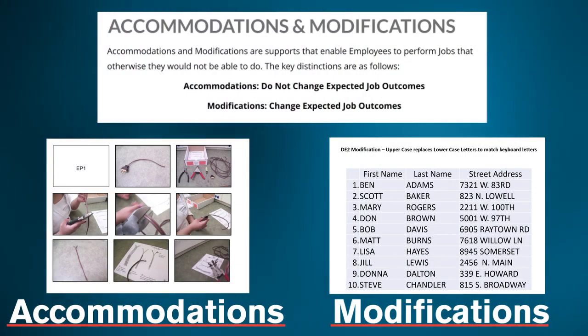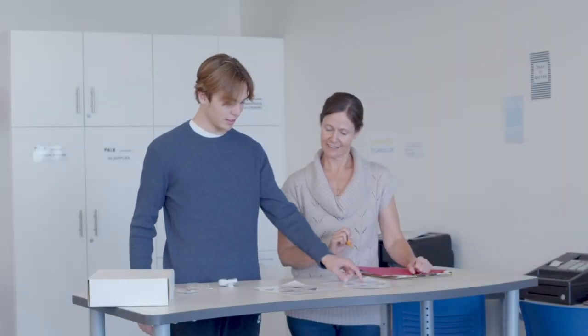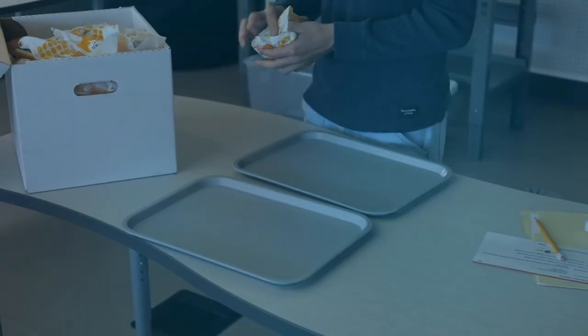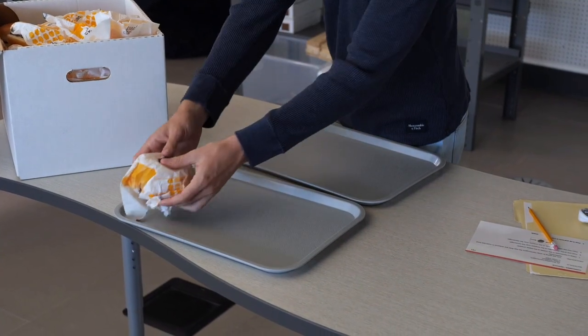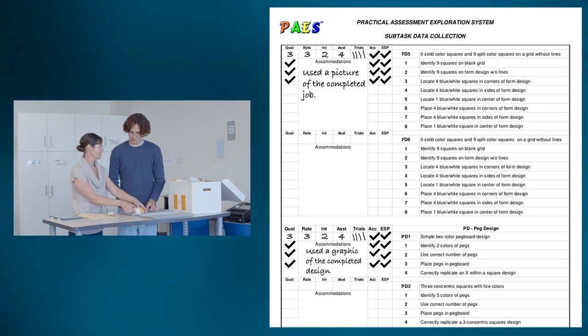Accommodations and modifications alter a job in some way to help employees successfully perform jobs that they otherwise would not be able to. The optional scoring process allows evaluators to provide increasing levels of assistance if necessary, without requiring the employee to repeat the entire job over and over. If an employee can't perform an entire job, but can perform parts of a job successfully, subtask assessments let you break that job down to reveal the employee's strengths. We will now cover each of these 4 tools in detail.